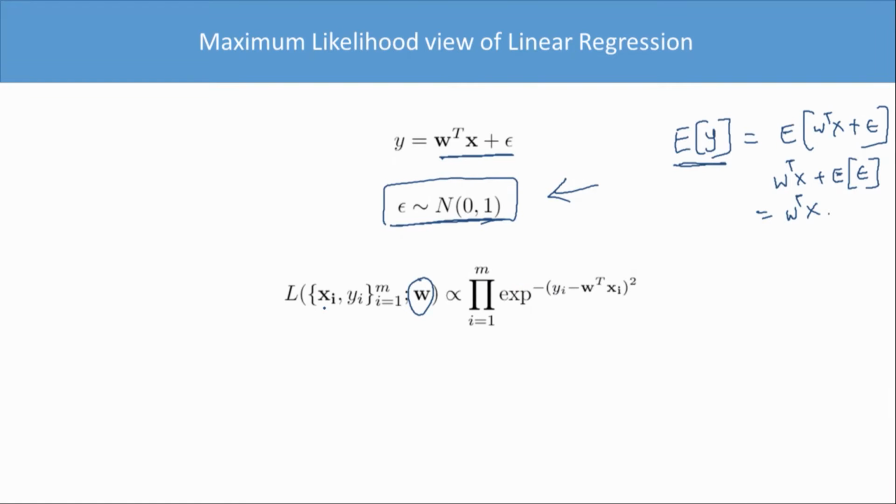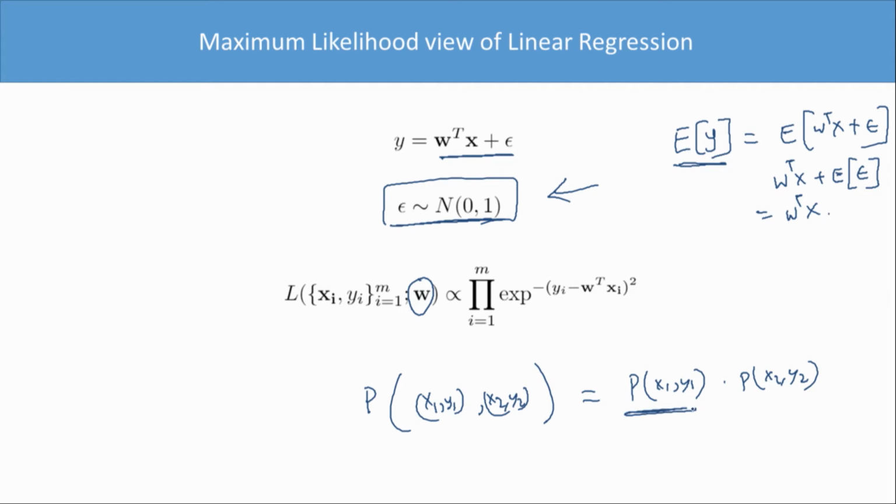So now I'm assuming all the data points are independent of each other. Which means the probability that I see x1, y1, comma x2, y2 is just the probability of x1, y1 times probability of x2, y2. Why can I write this? Because I'm assuming they're independent of each other, right? The fact that I'm seeing x1, y1 gives me no information about the fact that I'm seeing x2, y2. So that's why I can write this as a product: P of A intersection B is P of A into P of B, right?